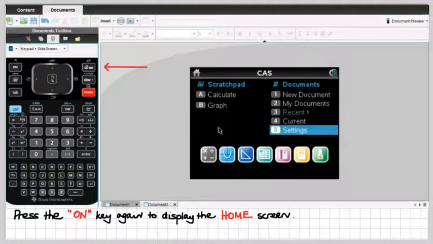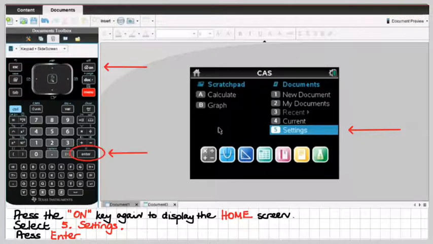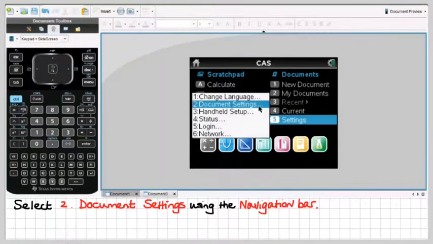Now we've got to put this calculator in degree mode, as opposed to radian mode. So you press the on key again, which is up here, to display the home screen. This time you scroll down to settings. Select settings and then hit enter, and you will get this. Now you're going to get this sub menu, and we scroll down till we get document settings using the navigation bar, and then you hit enter.